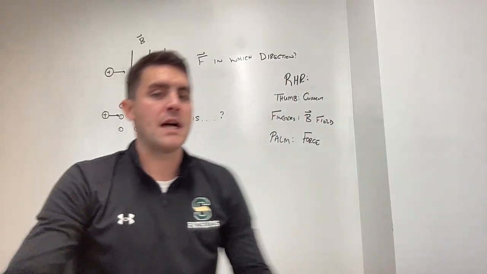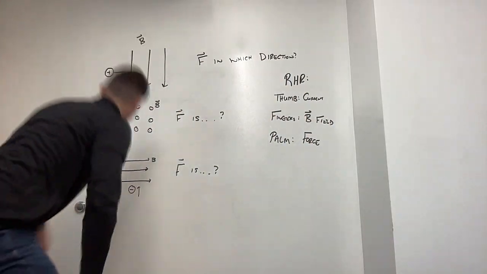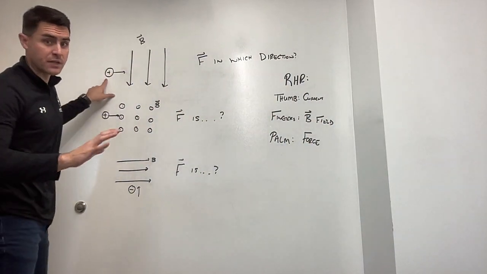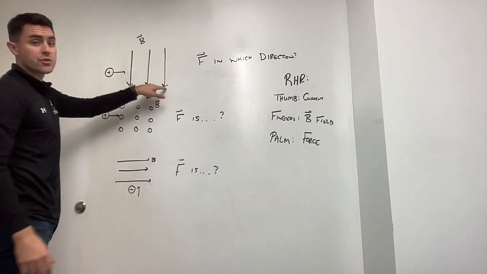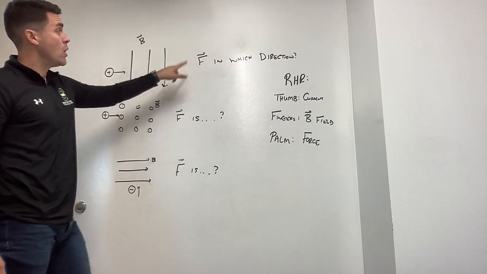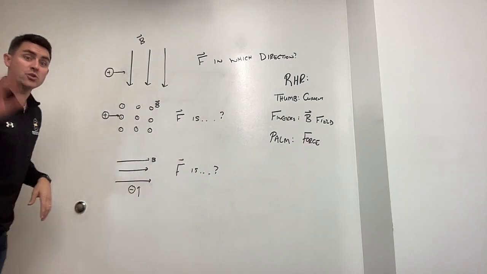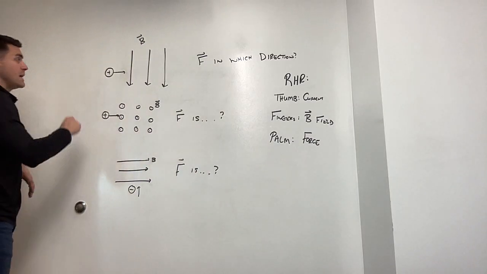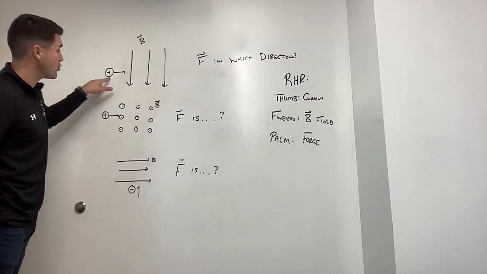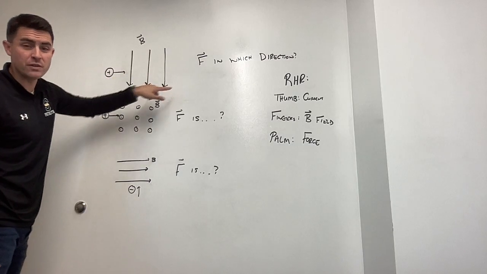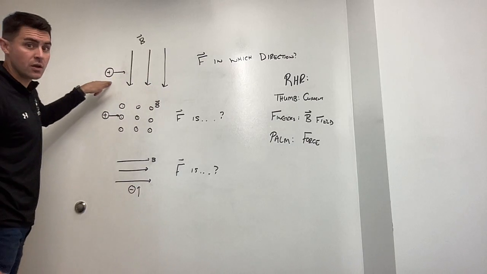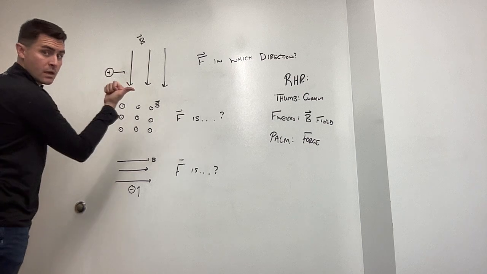Let's do an example problem. On the board here, I have got a positive charge. I don't care if it's a proton, just a positive charge moving. It moves through a magnetic field. My question is, in which direction does it experience an electromagnetic force? Let's use our right hand. So in this case, I want to point my thumb the direction this positive charge is moving in. It is moving to the right. So I will point my thumb in that direction.